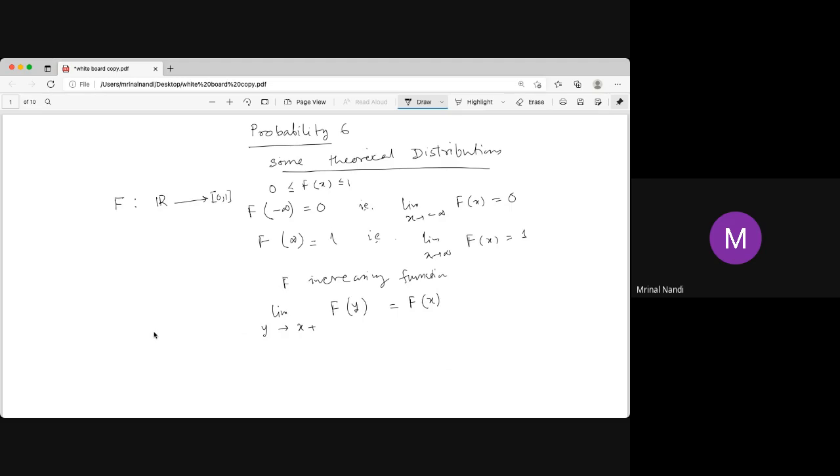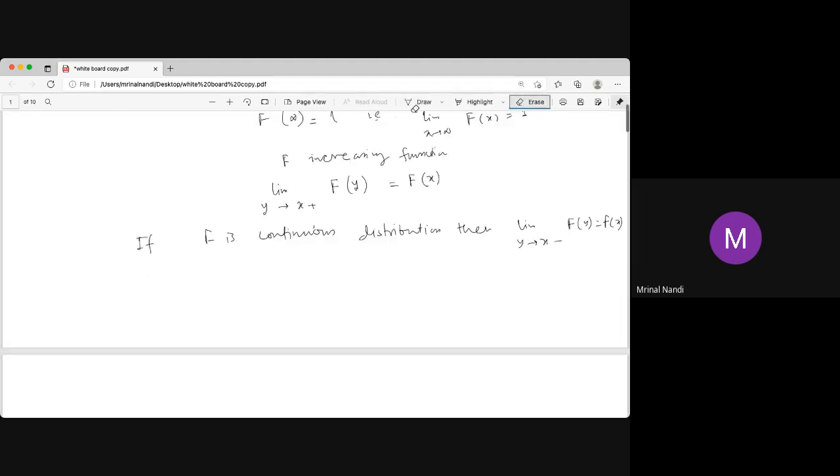Now if F is a continuous distribution, this right continuity is true for continuous and discrete both, but if it is a continuous distribution, then the limit as y tends to x minus of F(y) is also F(x), so it is actually continuous. That is why it's called continuous. But if it is discrete, then it may not be left continuous: some points are continuous, some points are discontinuous. The right limit exists but the left limit does not exist.